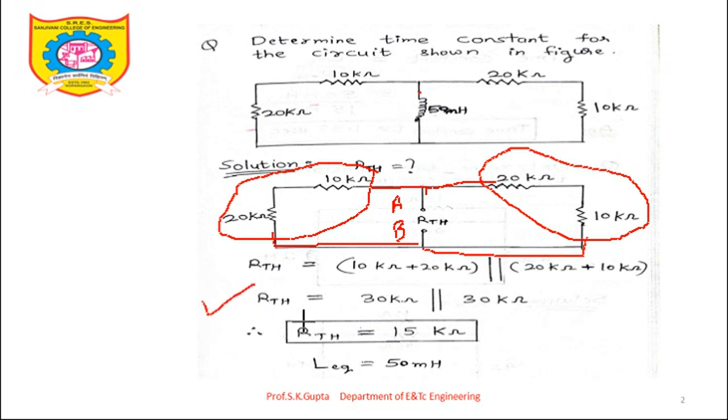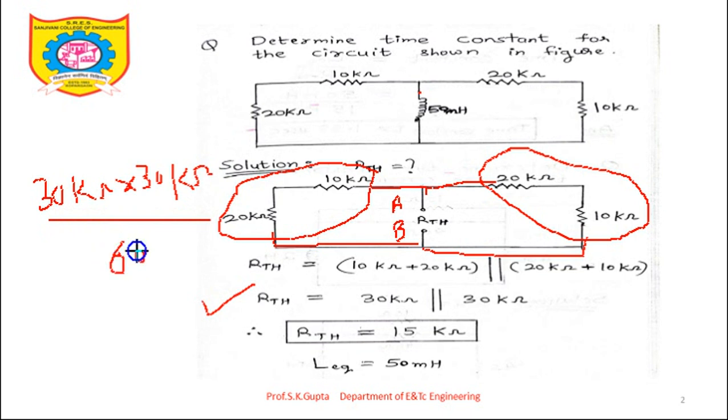So RTH value will be 30 kilo ohm parallel with 30 kilo ohm, which is 30 kilo ohm into 30 kilo ohm divided by 30 kilo ohm plus 30 kilo ohm, that means divided by 60 kilo ohm. So 1 kilo ohm gets cancelled out, and your answer will be 30 by 2, 15 kilo ohm. So RTH value is 15 kilo ohm.